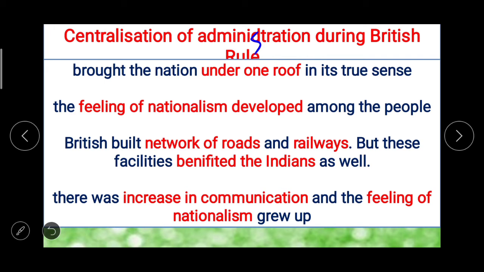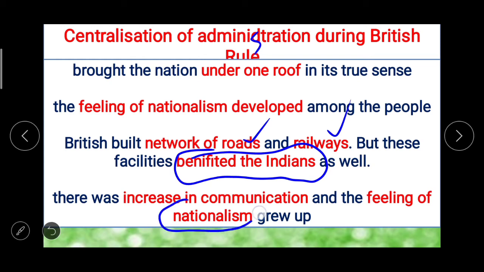So for the convenience of administration and swift movement of the army, the British built a network of roads and railways. But these facilities benefited the Indians as well. ब्रिटिशर्स ये सारी सुविधा ला रहे थे, एजुकेशन ला रहे थे ताकि उनको फ़ायदा हो, उनको रोड्स और रेलवे से ट्रांसपोर्टेशन में आसानी हो, लेकिन इसका फ़ायदा इंडियंस को भी होता रहा. People from different parts of India came in contact with each other, जो पहले उतना नहीं आते थे. There was an increase in communication and the feeling of nationalism grew, and people started thinking about the nation.